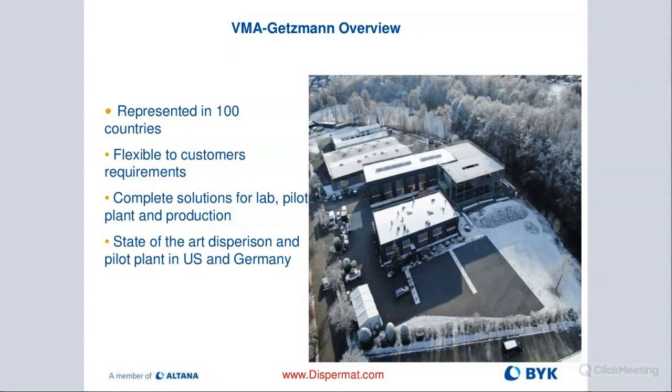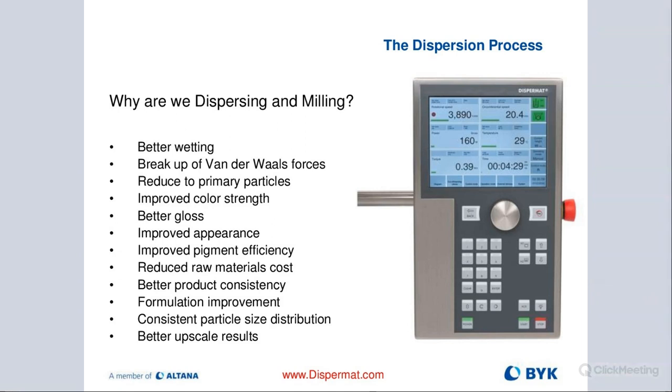And then we have these lab spaces available in Germany as well as at Big USA here, where we have some of these machines where we can show you how they actually work. So the reason we are dispersing and milling is pretty simple. We want to have a better product, right?